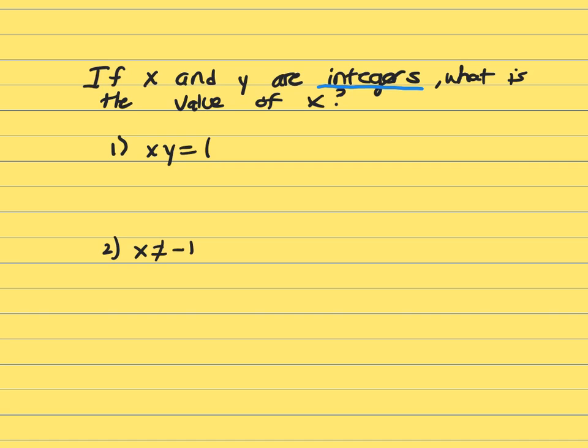X times y equals 1. Well, both of these are going to be integers. So it's not like you can do 1/6 times 6. That gives you 1, but 1/6 is not an integer. What's the only way you could multiply two integers together and get a 1? Well, that would have to be 1 times 1 is 1, or -1 times -1 is 1.